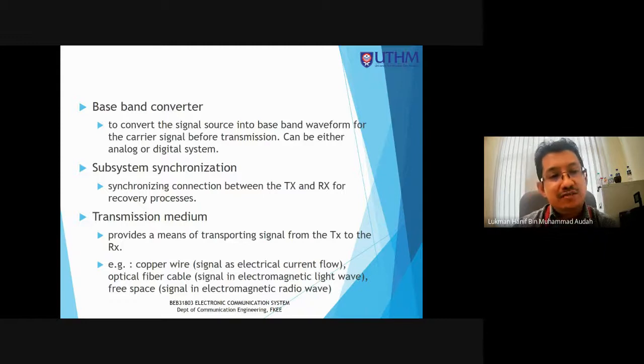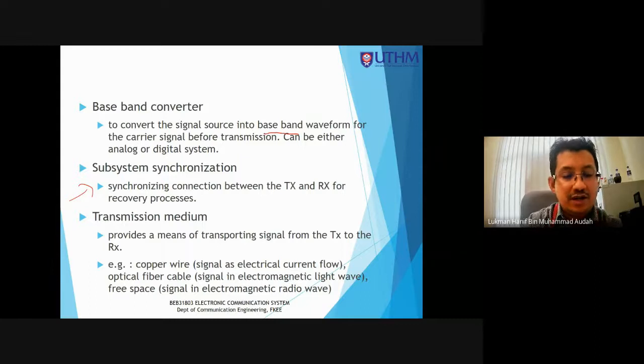Baseband converter to convert the original source into a baseband. Ini tadi telah saya terangkan for the carrier signal before the transmission. So subsystem synchronization, ini apakah function synchronization? To synchronize the connection between transmitter and receiver, especially in the time domain for the recovery process. Transmission medium can be wired or wireless. Kalau wired ada pelbagai, copper wire, optical fiber, and then we also have wireless, which is a free space, using the electromagnetic wave.